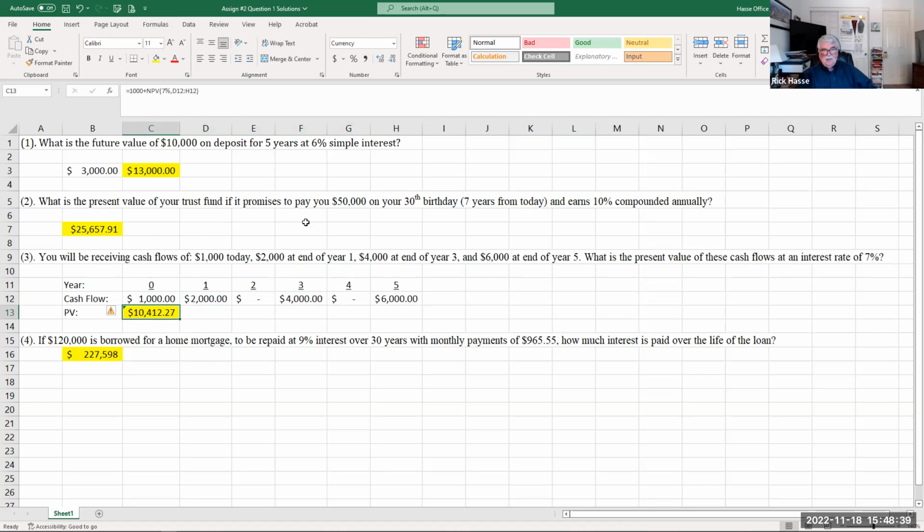So if you want to see how I calculate these numbers, please go to these cells and you can see the formulas used to obtain that information. Any follow-up questions on that, please let me know. But that should help you. Everybody did very well on this.